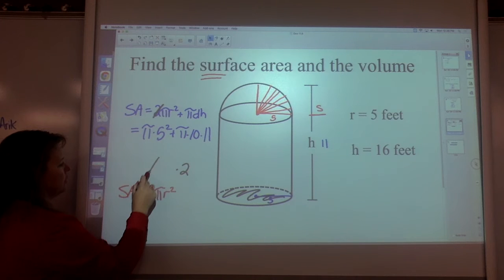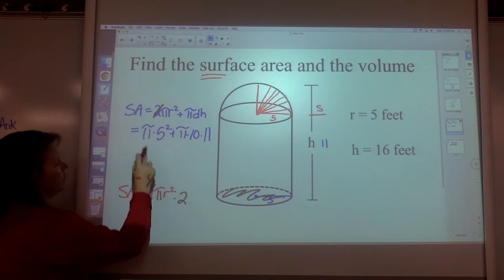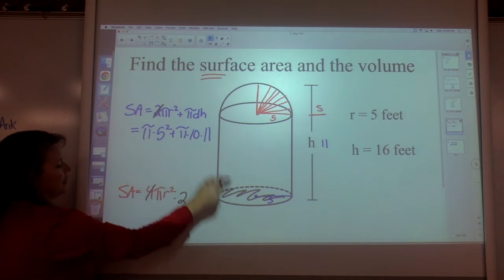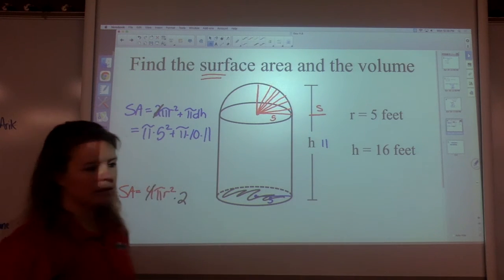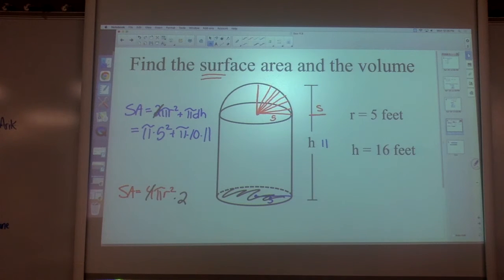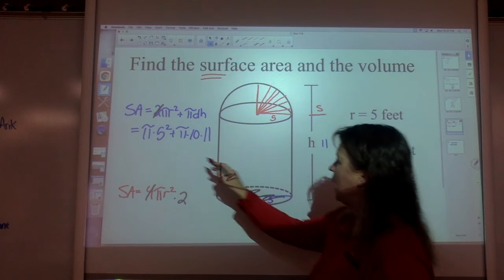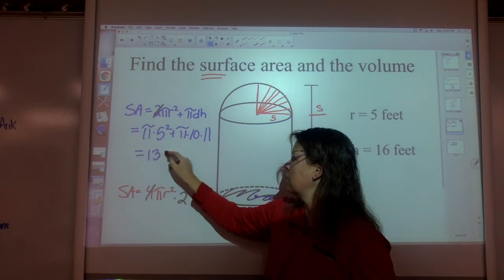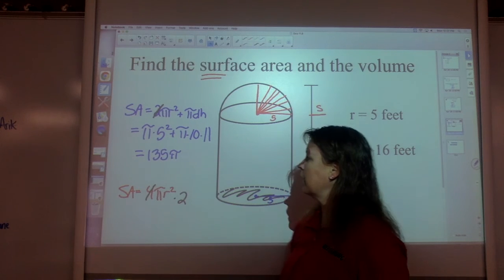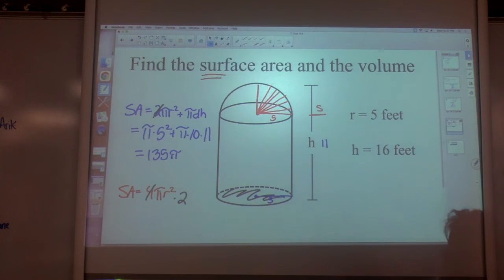No rounding. Let's shorten this up. Pi times 5 squared plus pi times 10 times 11. You're going to take 5 squared plus 10 times 11. We can combine like terms because they're both pi. We have equal to 135 pi for just the cylinder without the top.